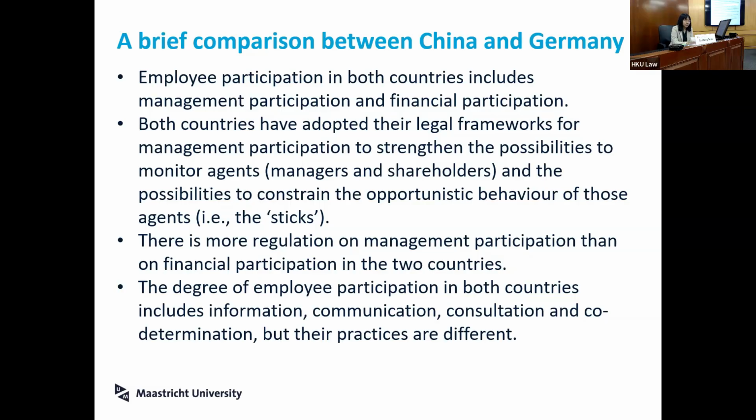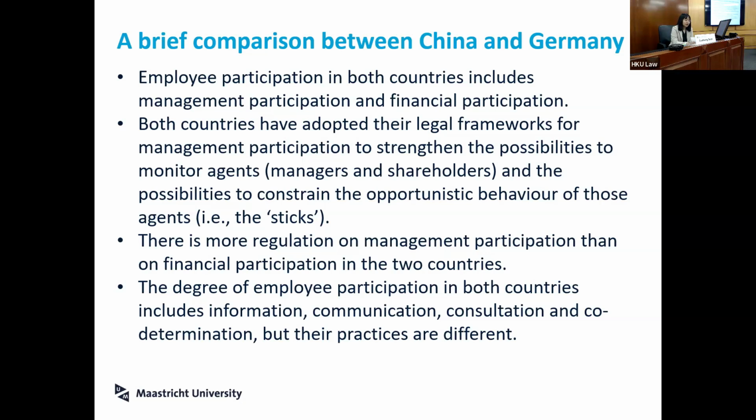And in the case of Germany, they have, for example, the one-third participation act to regulate that one third of the members of the supervisory board must be employee representatives. So they also use regulation to regulate management participation.